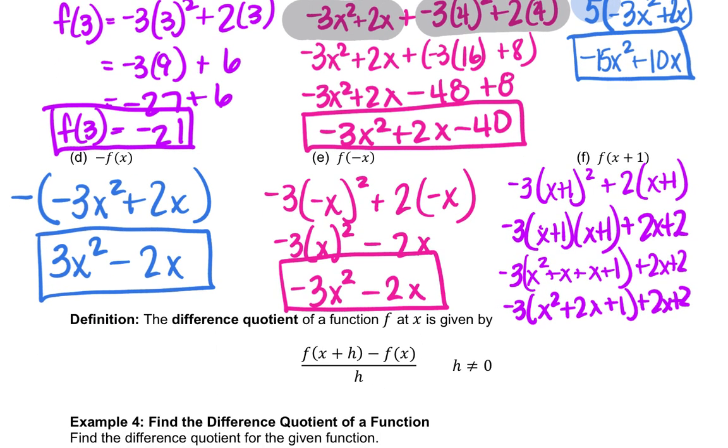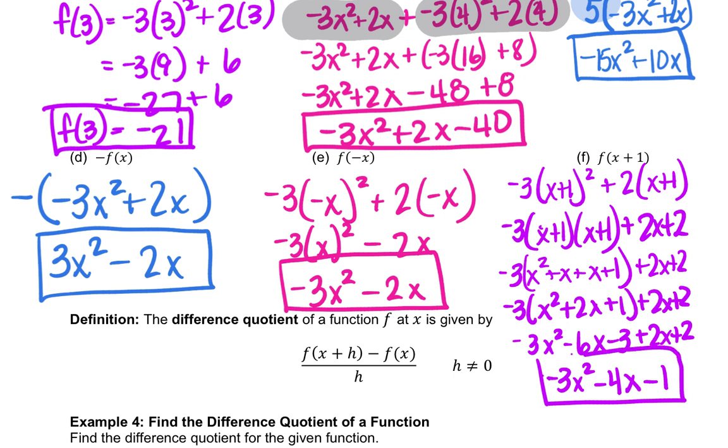Slide this up. I'm going to have to use their space over here. Negative 3x squared minus 6x minus 3 plus 2x plus 2. Now I can combine these like terms. So negative 3x squared, negative 6x and 2x is going to be negative 4x. Negative 3 plus 2 is going to be negative 1. So this one becomes negative 3x squared minus 4x minus 1.